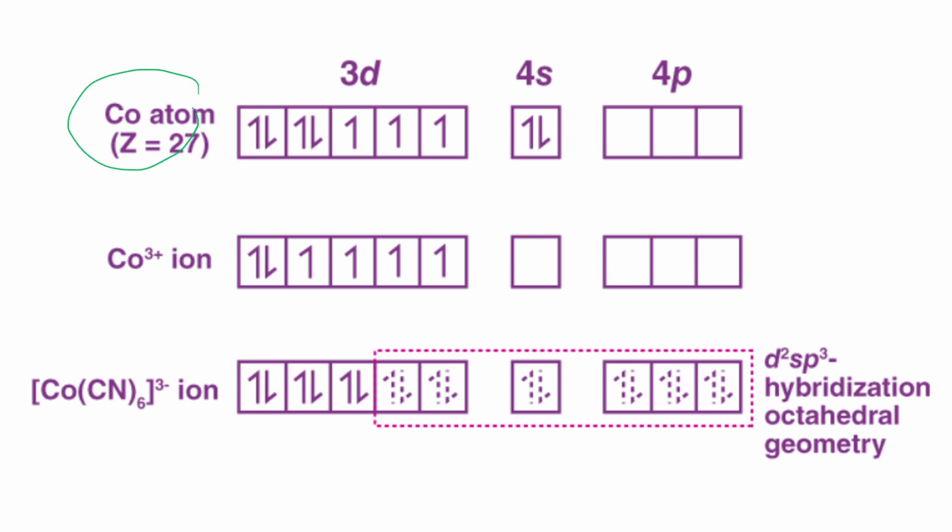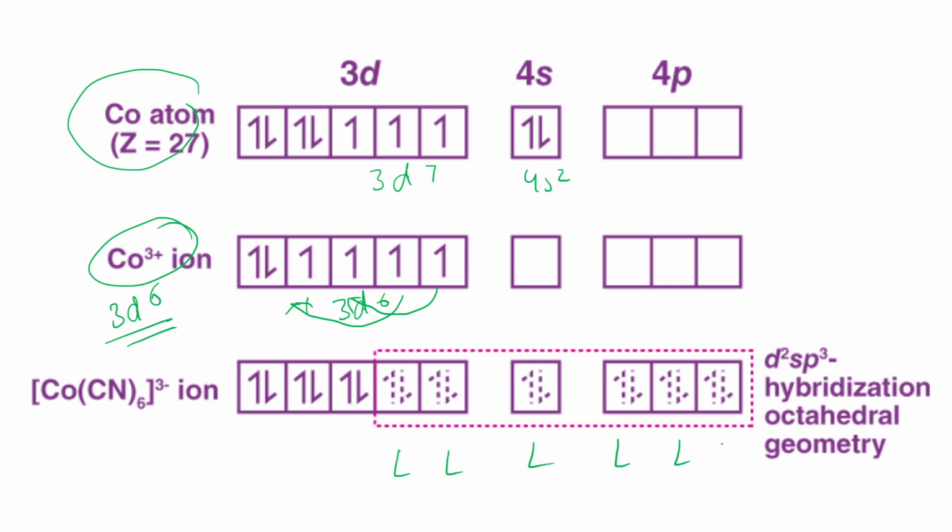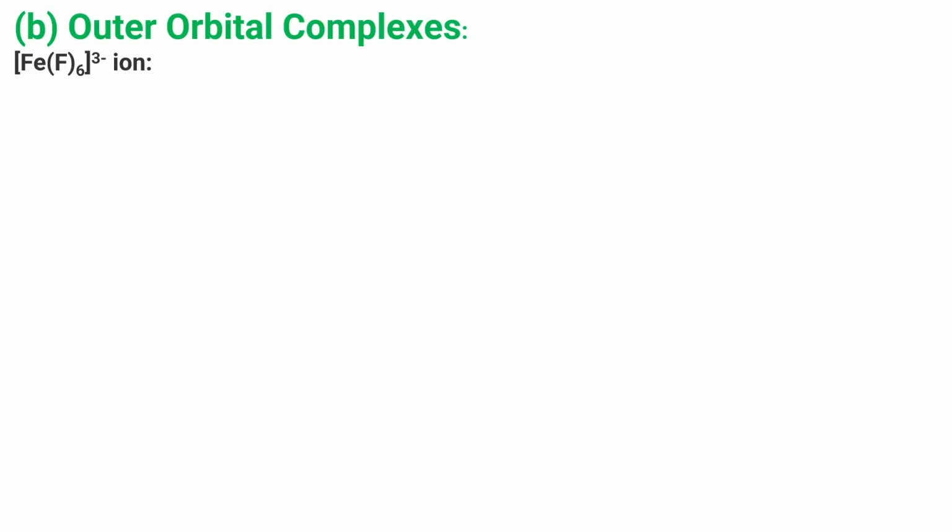Now, please note this figure. Cobalt has an electronic configuration of 3d7 4s2. This is how electrons are filled. Cobalt +3 has an electronic configuration of 3d6. So, how will the filling of electrons be? Like this. When hybridization occurs, these 2 electrons will be shifted in the inner d orbitals, and their space will be generated, and the ligands will come and donate their electrons in the hybrid orbitals formed, giving d2sp3 hybridization and octahedral geometry for the cobalt hexacyanide complex. Okay, this is an inner orbital complex.